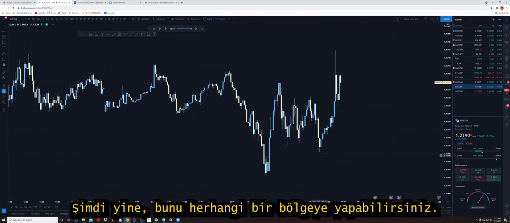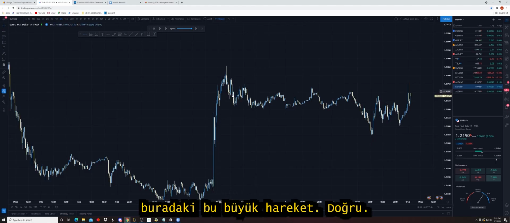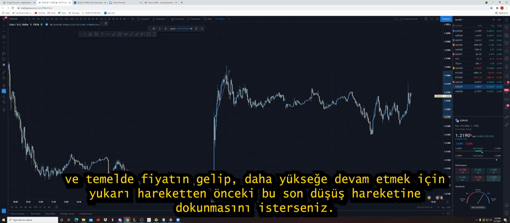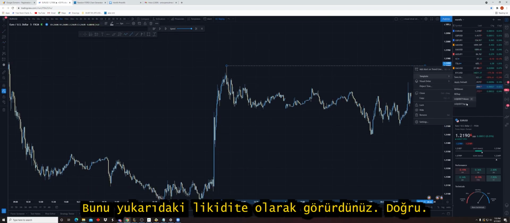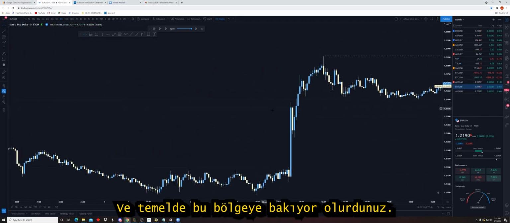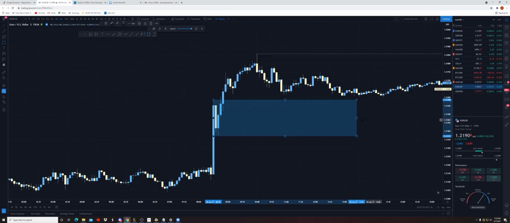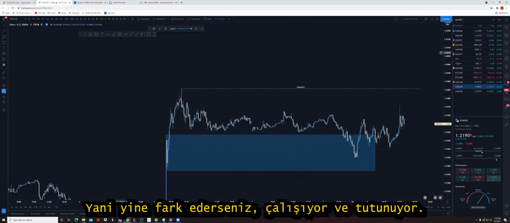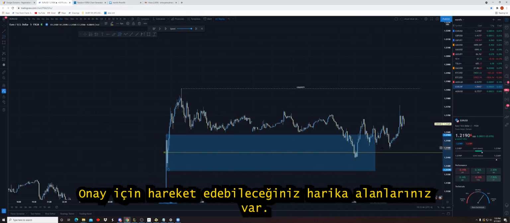Now, again, you can do this to any zones. So if you notice this big up move here, and you think about this as a structural play, and you want to see price basically come and tap into this last down move before the up move to continue higher, you of course would be viewing what? This right here as liquidity. You'd be viewing this as the liquidity above, right? And you'd basically be looking at this zone as your SND zone right here, okay? This whole down move before the up move. So again, if you notice, it does work and it does hold. And if you did something as simple as taking a 50% of it, fantastic. You have great areas that you can look for confirmation. That's one way to refine.